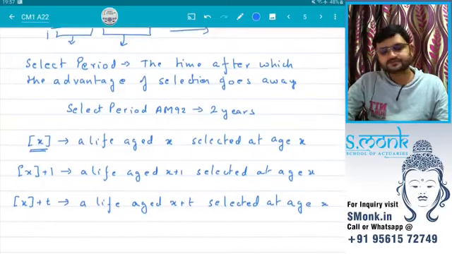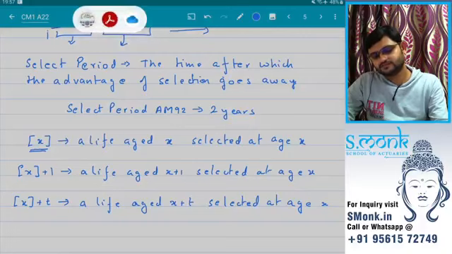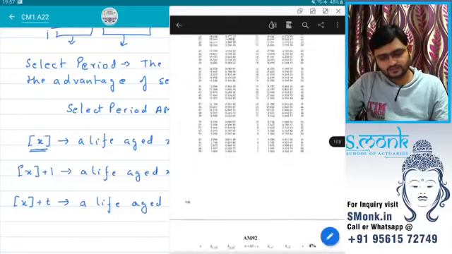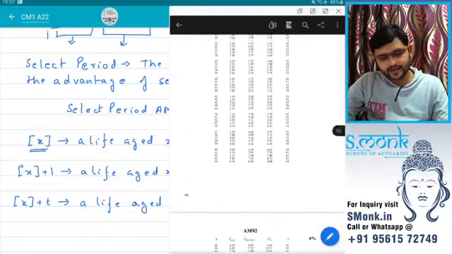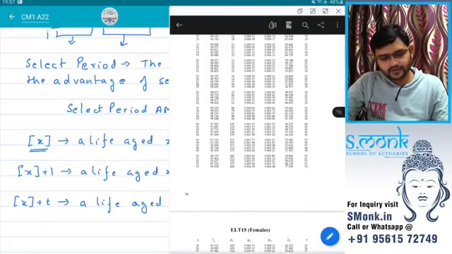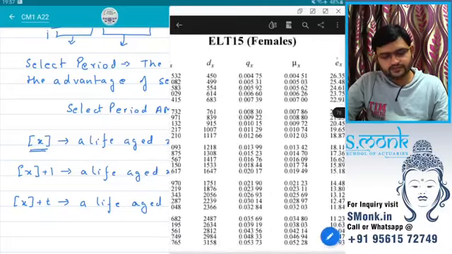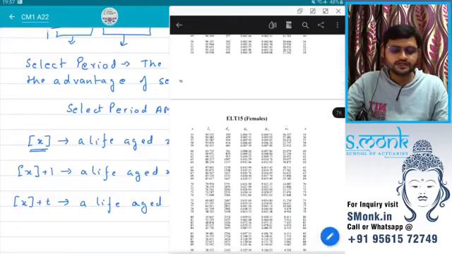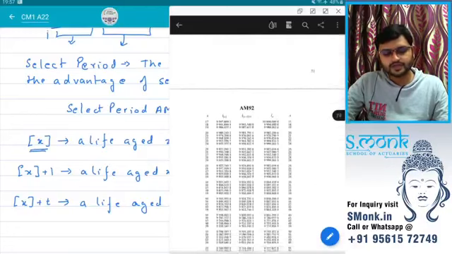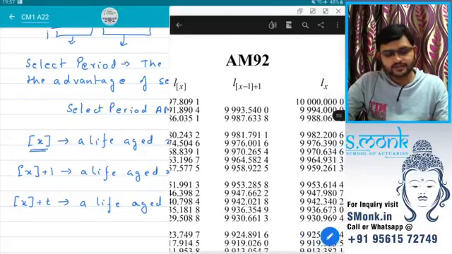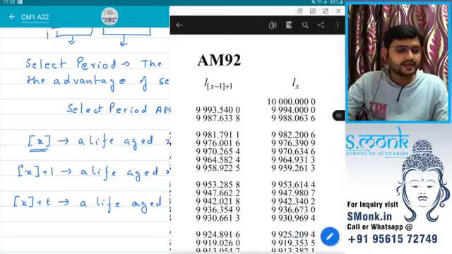Is it clear? That is why in AM92 we have bracketed values as well. Let's look at that when we are talking about L first. See, in ELT 15 male female we do not have any bracketed values because we do not have any selection data here. But in AM92, when we come up to L, you can see we have L bracket X minus 1 plus 1 and LX.